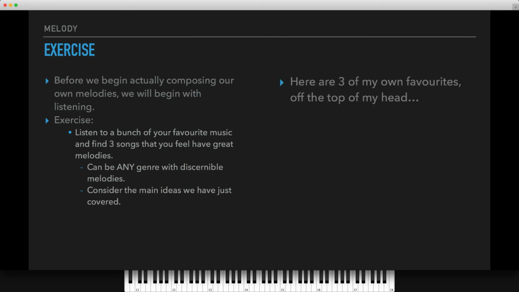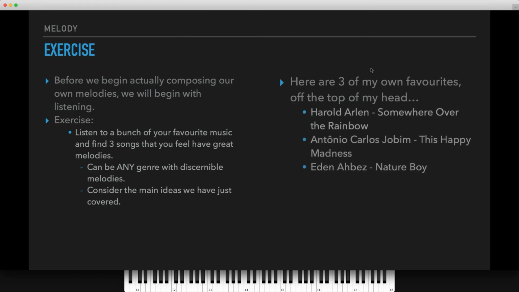Now here are 3 of my own favorites off the top of my head, but I mean I have literally countless. I could have made a list of 50 honestly within just a few minutes of thinking of them. Melody is one of my favorite things to look into, and so I have a huge mental list of melodies that I really aspire to and think are just gorgeous. So there is just the first 3 that came to mind.